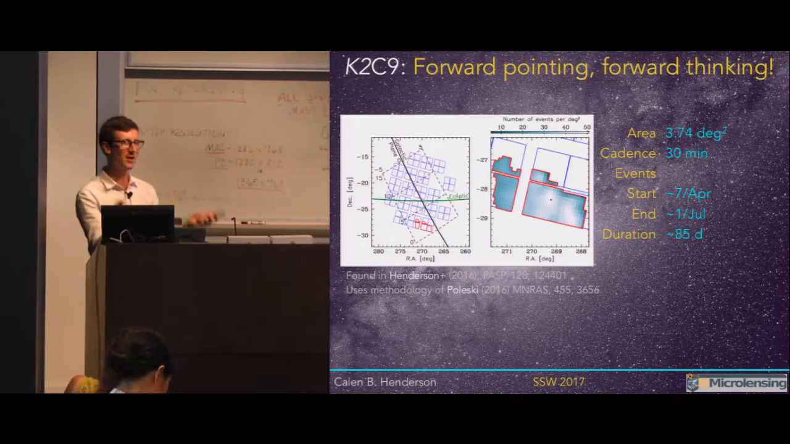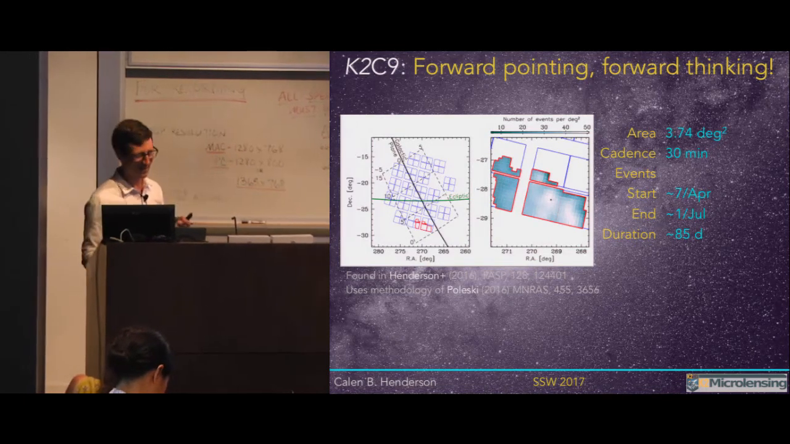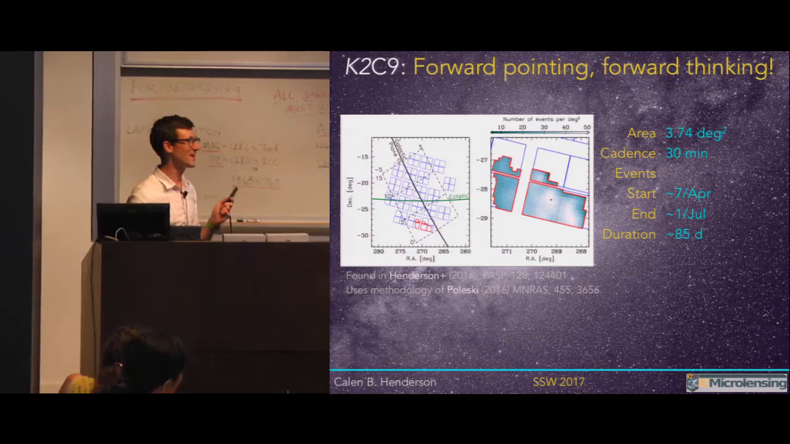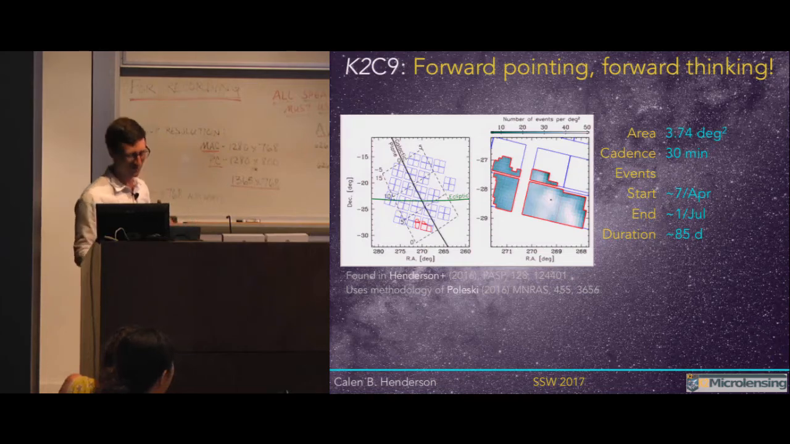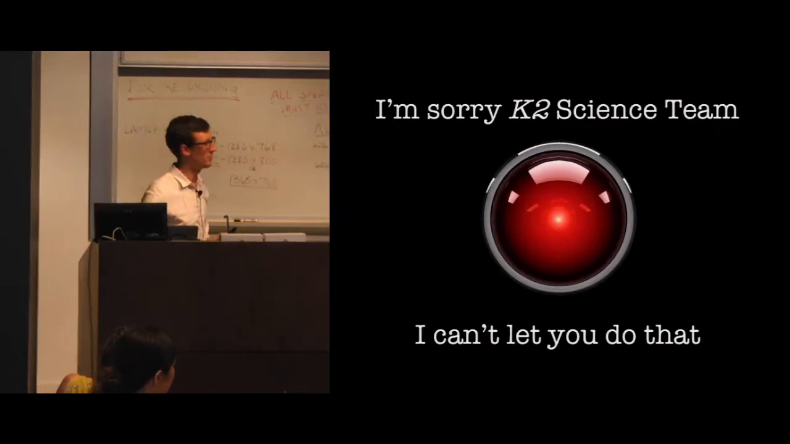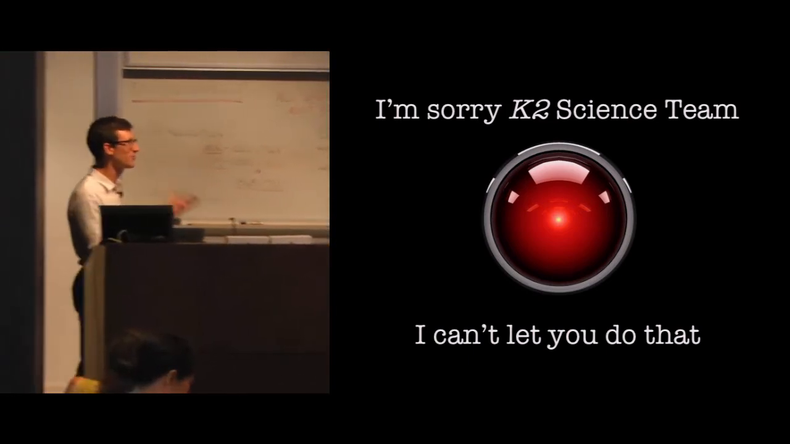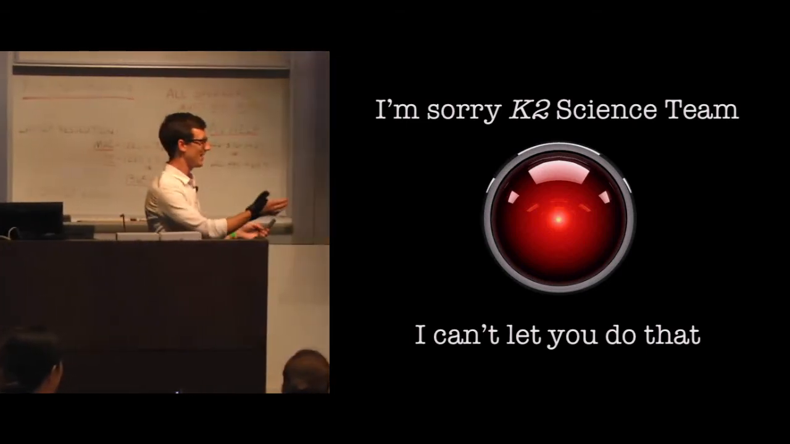Now, as I know many of us in the room are familiar in various respects, right before the microlensing campaign was supposed to start, literally 1 day beforehand, K2 went into emergency mode. And everyone was very worried about the future of the spacecraft, and especially the microlensing survey. And essentially what the spacecraft was saying was just, oh, I'm sorry, K2 science team, I can't let you do that. And what is that?